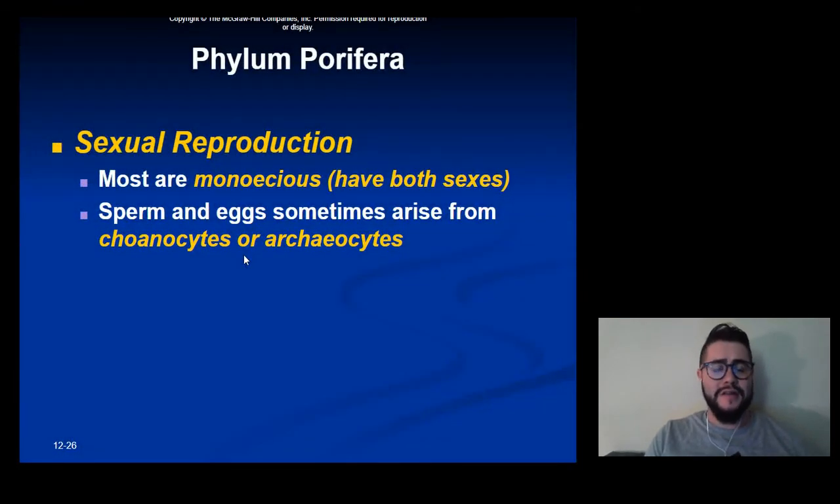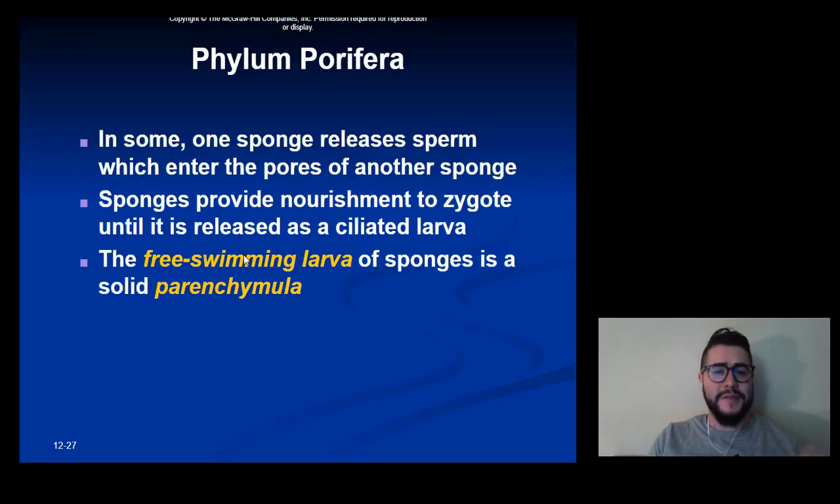But sponges also have the ability to reproduce sexually. Most are monoecious, which means they have both sexes in the same body, so both male and female parts. So in some sponges, one sponge will release the sperm, which can travel to another sponge. The sponge then brings in the sperm through its pores, provides it with nutrients, and fertilizes it with its own eggs.